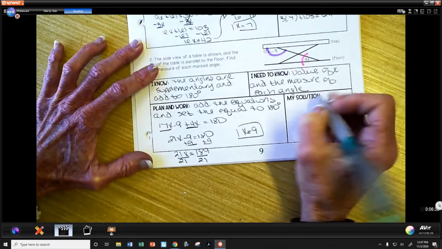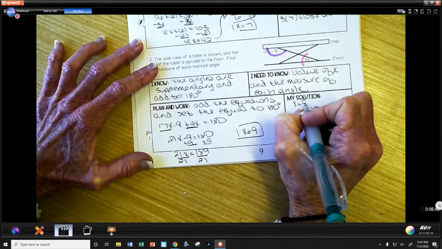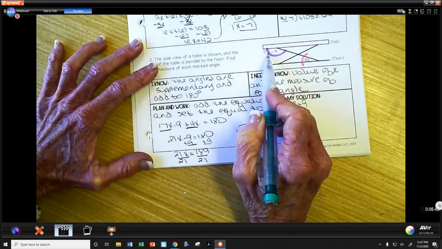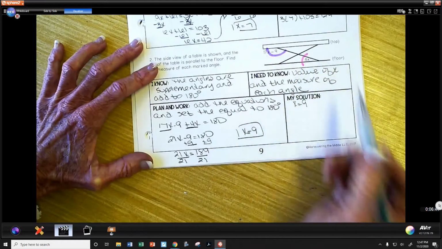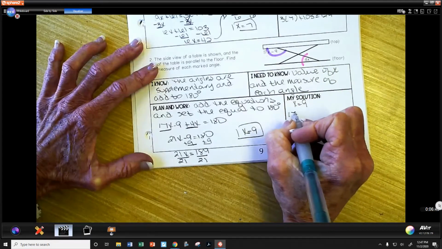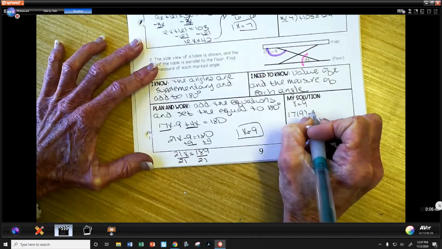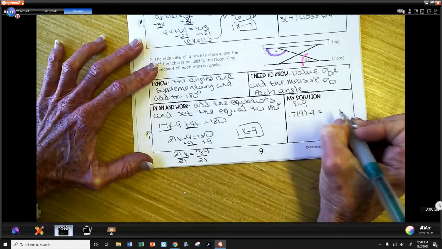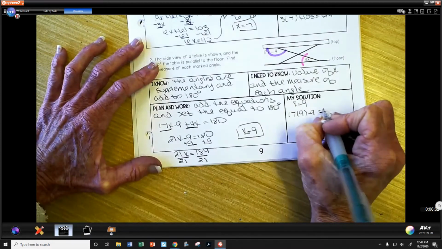All right, now I know x is 9. So I'm going to go plug it in for x, and I'm going to go plug it in for x. So 17 times 9 minus 9, and that will equal 144.